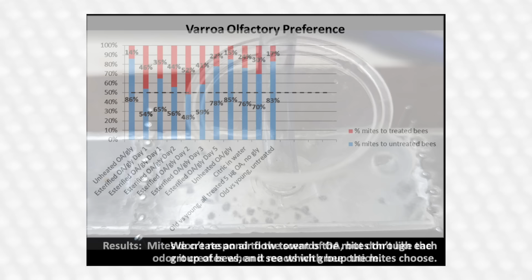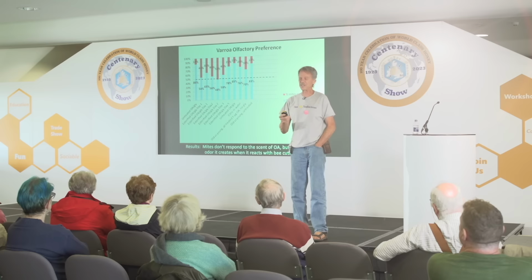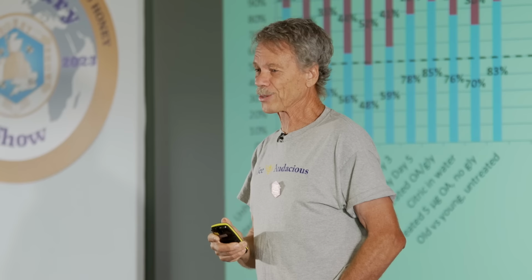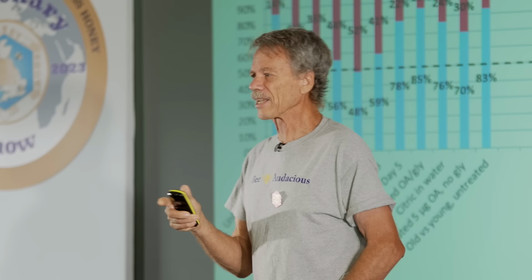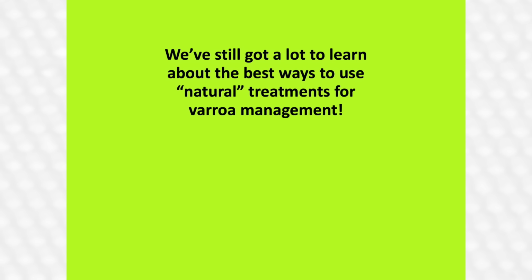If they had no preference, the red would be right even with the blue at this line. Clearly, in almost every test, there is a very strong preference for the untreated bees. They don't like the odor of bees that have been exposed to an acid, at any dose. The odd thing is, if you put the mites in a petri dish on filter paper and put a drop of the acid there, they just walk over it, don't even notice it. It's not the smell of the acid that bothers them, it's the smell of how it reacts on the bees. So we've still got a lot to learn about the best ways to use these natural treatments.